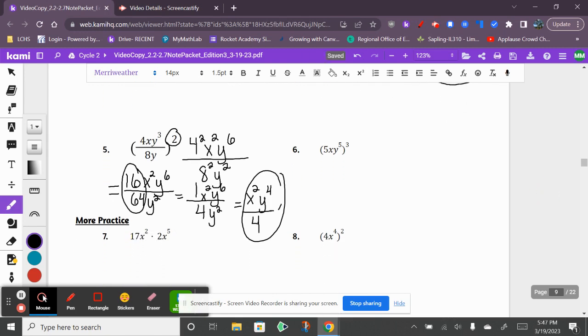For this one, we're going to apply the outside exponent to each of the parts. So it's going to be 5 to the third, x to the third, y to the 15th. And 5 to the third is 125, so we have 125x to the third, y to the 15th.